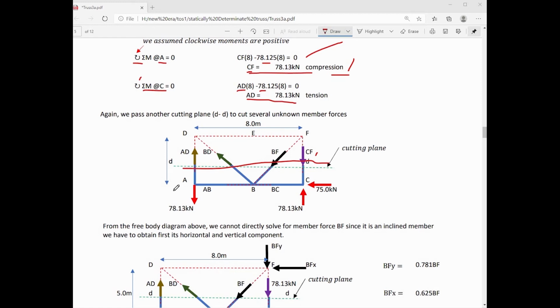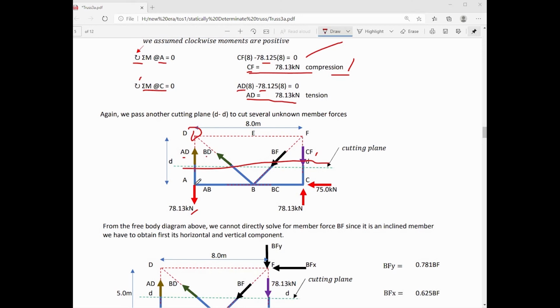Again, we will select a moment center wherein we can solve for member force BF. And for the selection of moment center, we have to consider how to simplify the calculation. In other words, we have to select a joint wherein some of the member forces will pass through such that those forces will be eliminated in the calculation. It is clear in this free body diagram that if we select now joint D as our moment center to solve for member force BF, we know that BD, AD, and AY will pass through joint D. Those forces will not create moment with respect to joint D, then those forces will be eliminated from the equation.